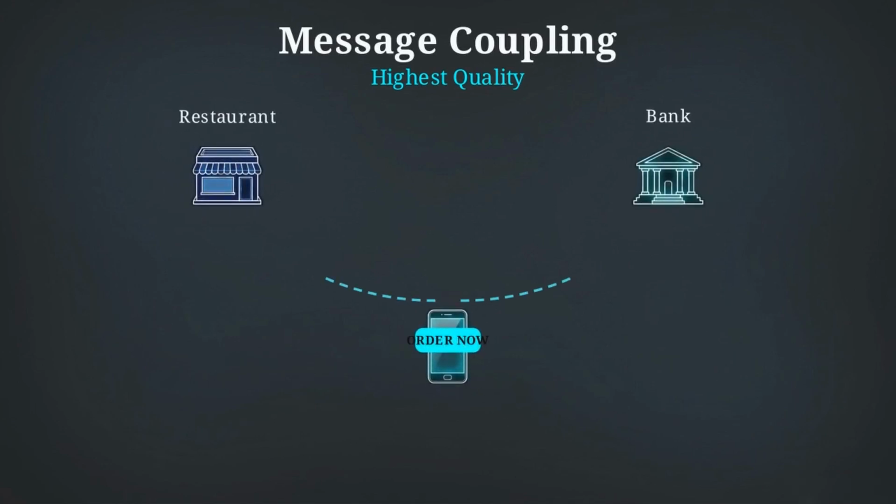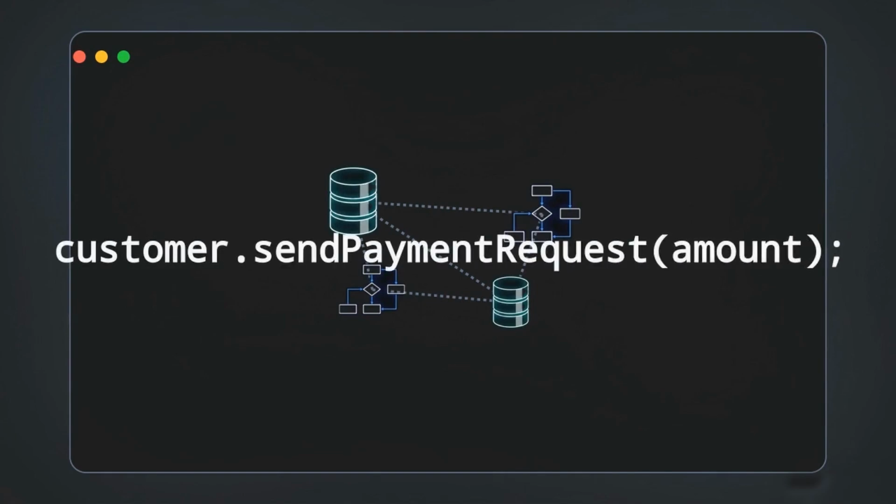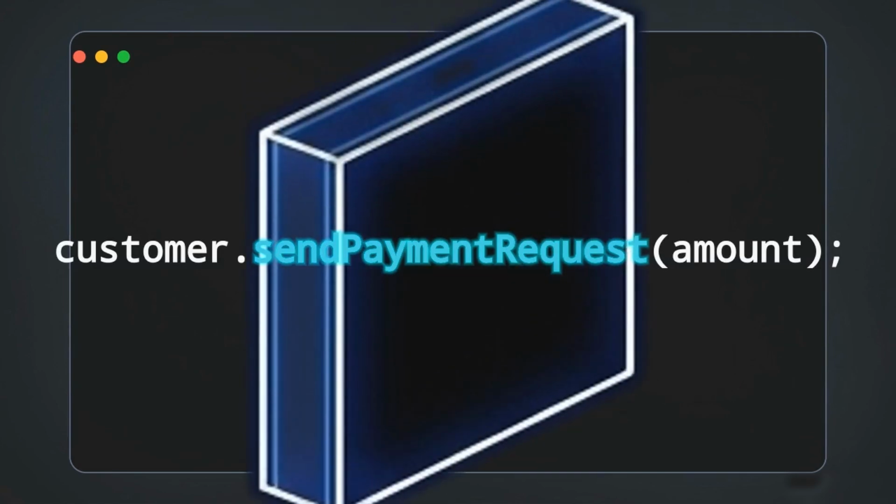The highest level of quality is message coupling. It operates like a food delivery app. You tap order, and the app communicates with the restaurant and the bank. You don't need to know the recipe in the kitchen or the internal database logic of the bank. In object-oriented programming, message coupling allows modules to interact purely through method requests, entirely hiding their internal algorithms. The sender simply requests an action without seeing the mechanics of the receiver.